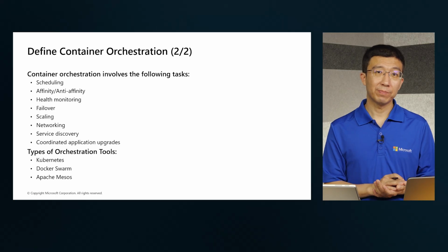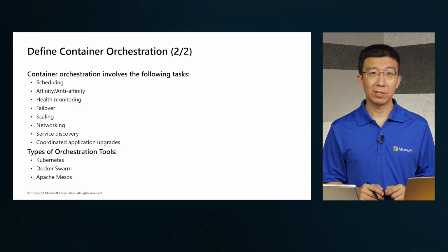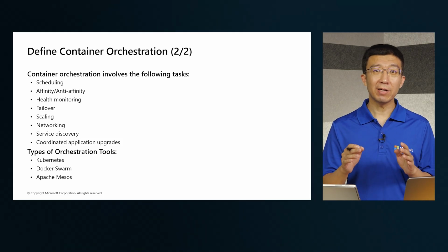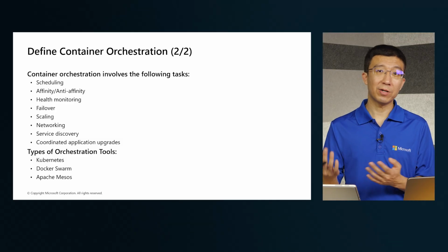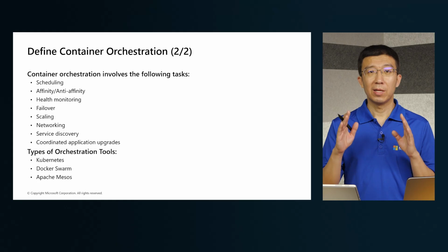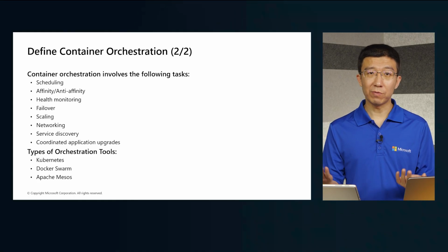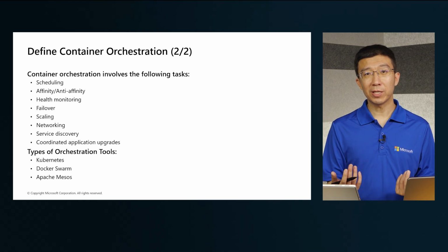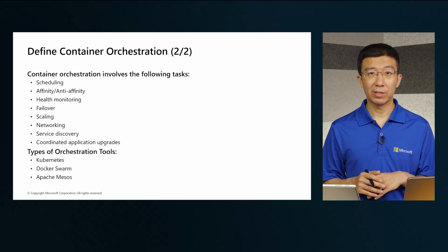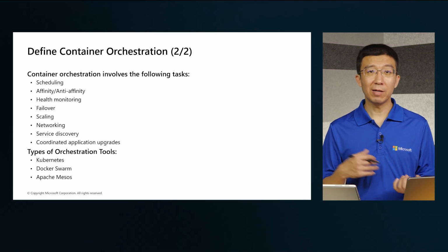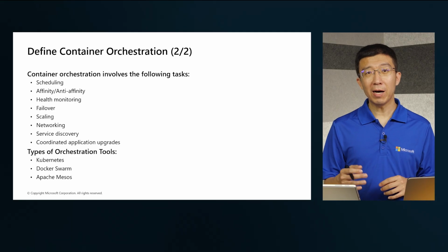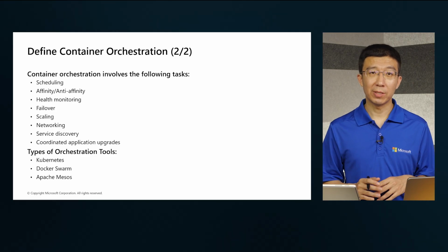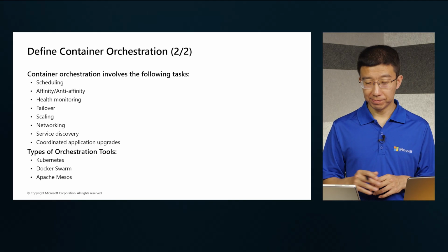Orchestration involves scheduling containers, managing affinity and anti-affinity, which containers run together or apart, health monitoring and failover, scaling up or down, networking and service discovery, coordinated upgrades. Popular tools include Kubernetes, Docker Swarm, Apache Mesos.